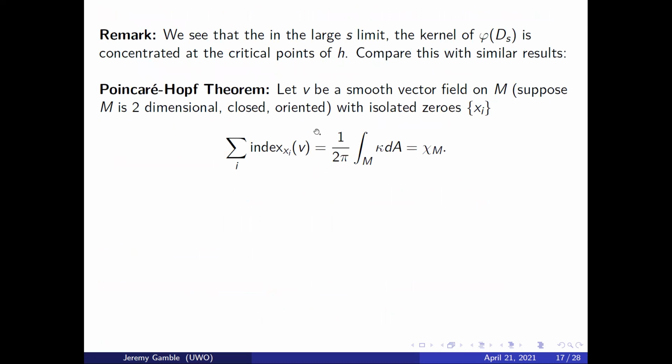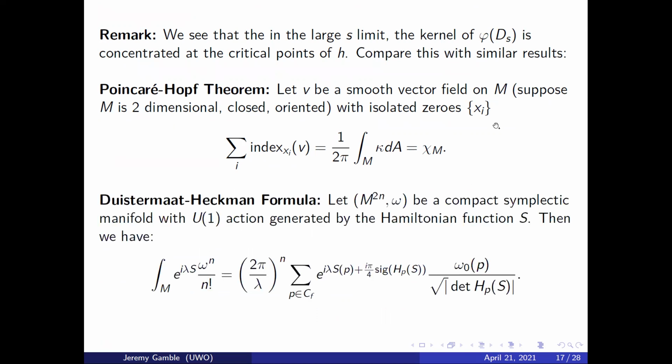And in case you're wondering what the index of this is, it involves looking at the degree map from algebraic topology. You look at a disk around each critical point, and you look at the induced map between the boundary of the disk and the associated sphere, and then that has a degree that's defined from algebraic topology. That's what the index is. It's not too important here.